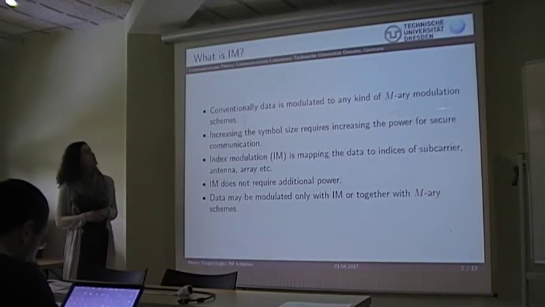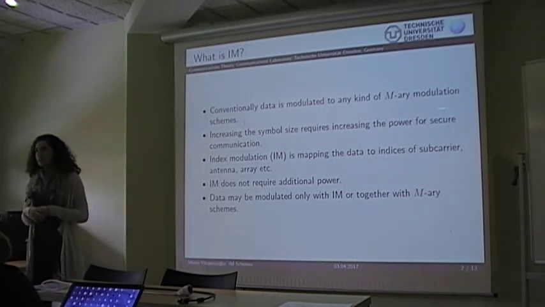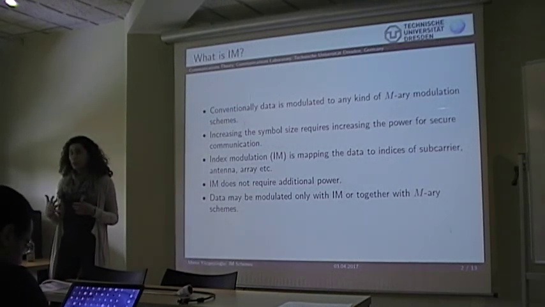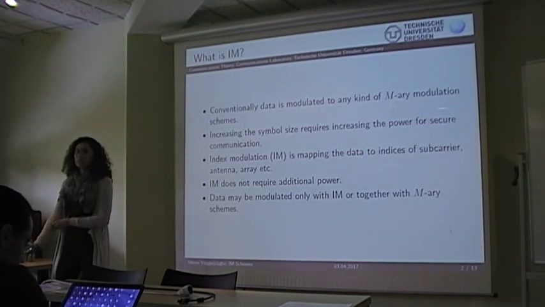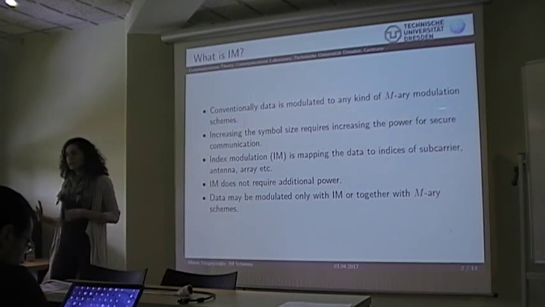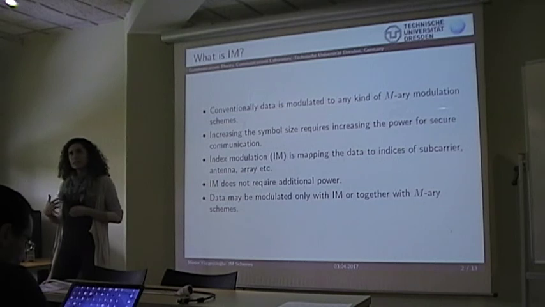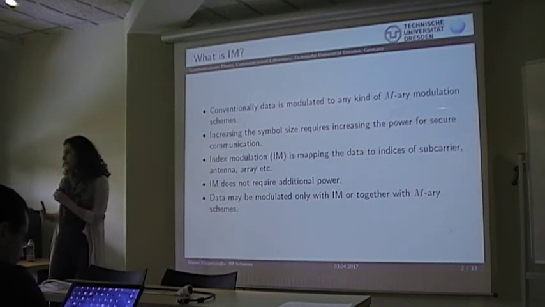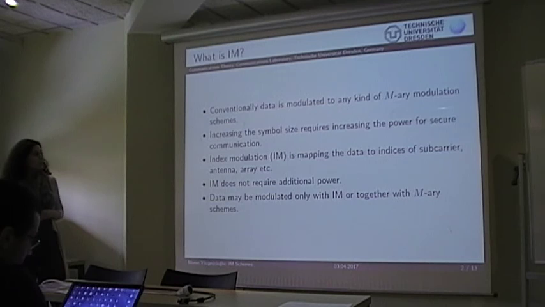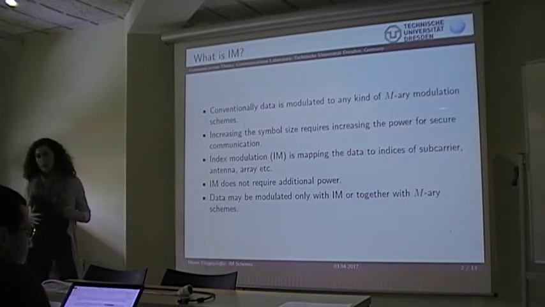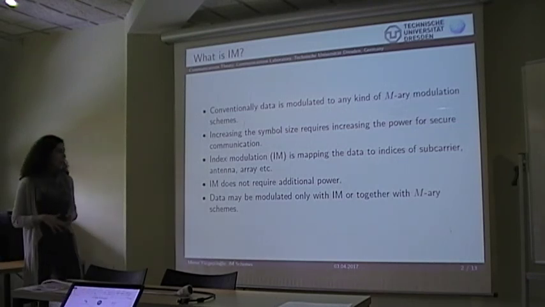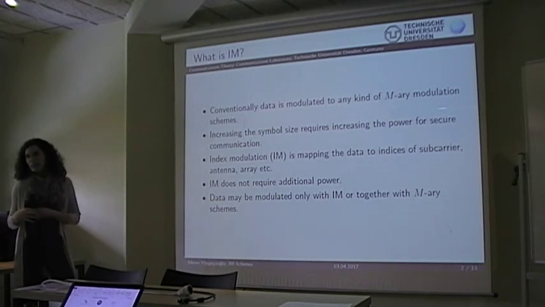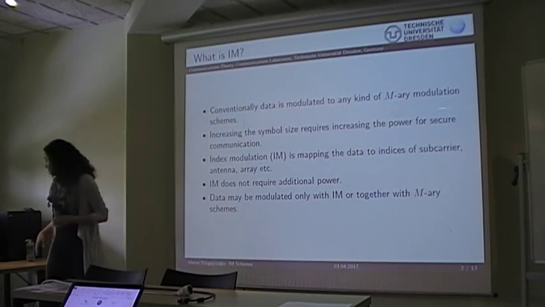What is index modulation? Conventionally, the data is modulated according to classical M-ary modulation schemes, and to increase the data bits transmitted at a channel use also requires increasing the power of these schemes. But in index modulation schemes, the data bits are mapped onto any kind of medium. It can be subcarriers or antennas or antenna arrays, and it doesn't require additional power, and it is best used with classical M-ary modulated schemes.